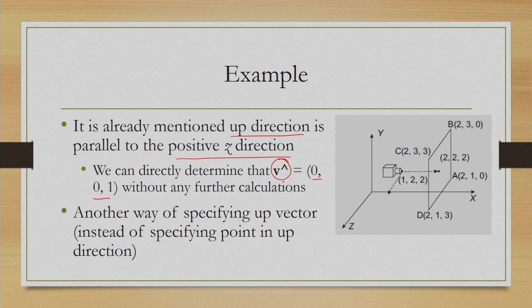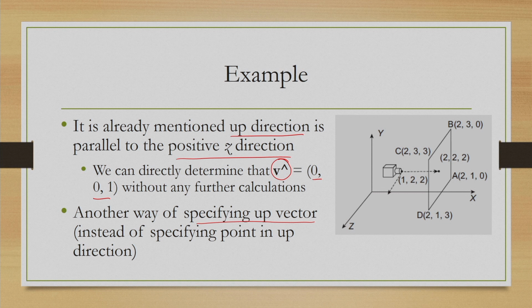So, this, as you can see, is another way of specifying the up vector. You tell the direction in terms of available basis vectors or in terms of a line rather than specifying a point. So, there are different ways of specifying the up direction.